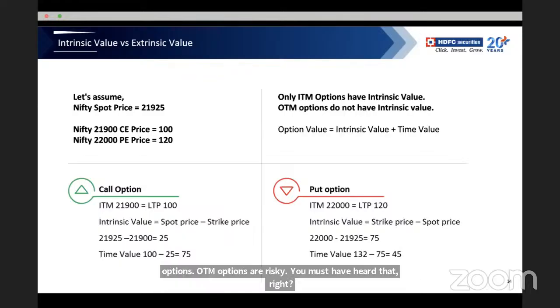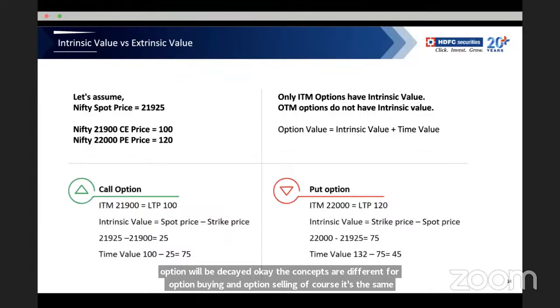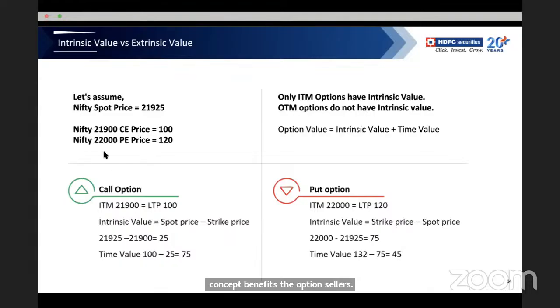It is because OTM options only have time value. So if no move comes, the time value will slowly keep decreasing, and the premium of that option will decay. The concepts are different for option buying and option selling. Of course, the same concept benefits the option sellers. The same concept is not very friendly with option buyers. So that's the understanding of intrinsic value and extrinsic value.